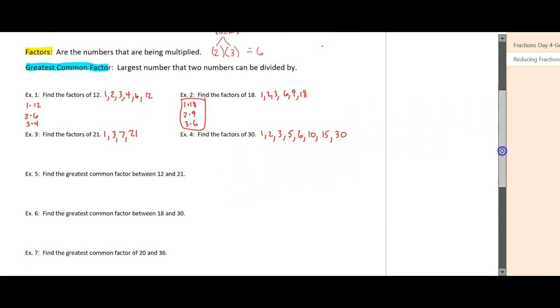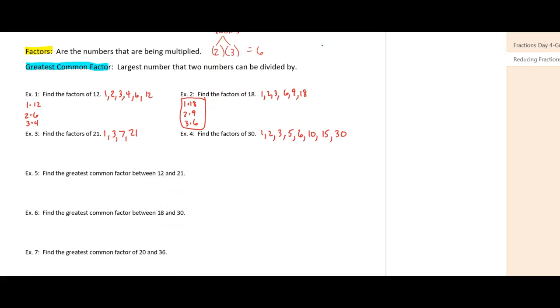So now going back to that greatest common factor, if I wanted to find the greatest common factor between 12 and 21, what I'm going to do is go up to the list of factors of 12 and the factors of 21. I'm going to look for the largest number in the two lists. So if I look here, you have 3 here and 3 here. Are there any numbers bigger than 3 in both of these lists? No. So the greatest common factor between 12 and 21 would be 3.